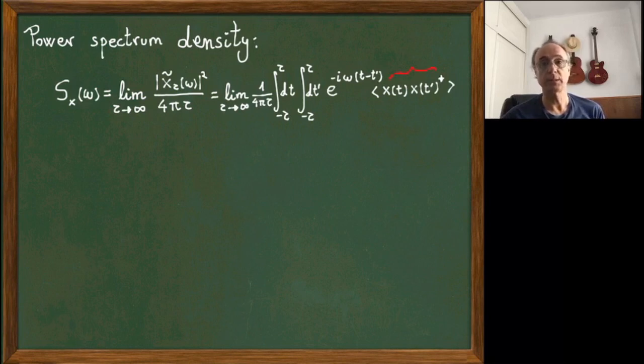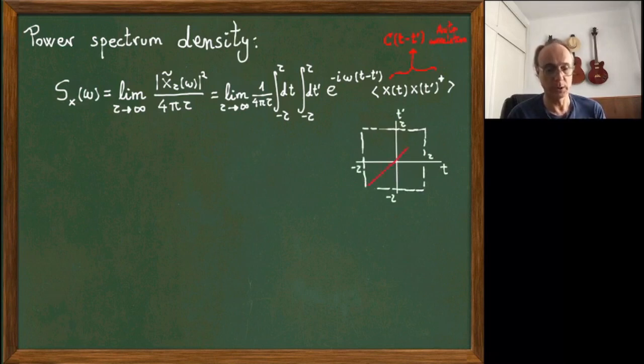And here you immediately recognize the correlation. In a stationary process, this is usually called autocorrelation, because it's the correlation of the process with itself, and it depends only on the difference of time. And this is going to be very important. You see here, everything depends on t minus t prime. So we could try to make a change of variable, t minus t prime, and the other variable could be the same. So now the integral will be easier to do, but we are integrating over this domain. When you change the variables, the limits of integration become a little bit messy, because you are integrating over this variable, the diagonal.